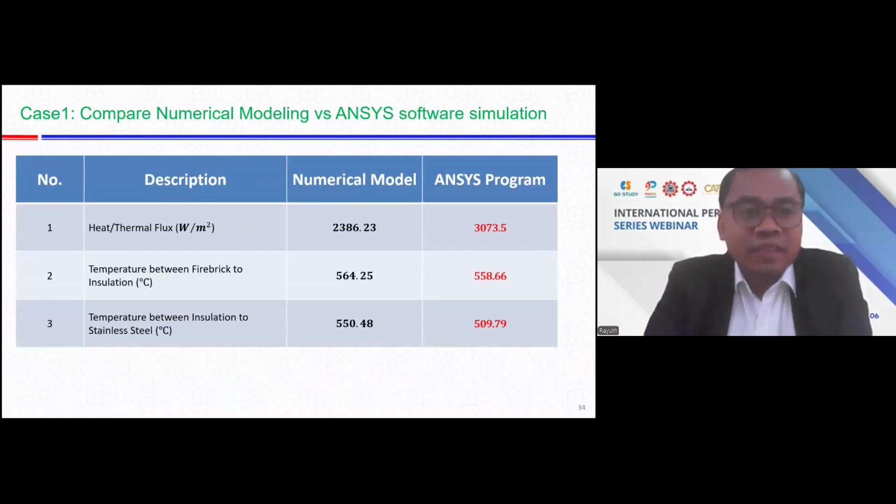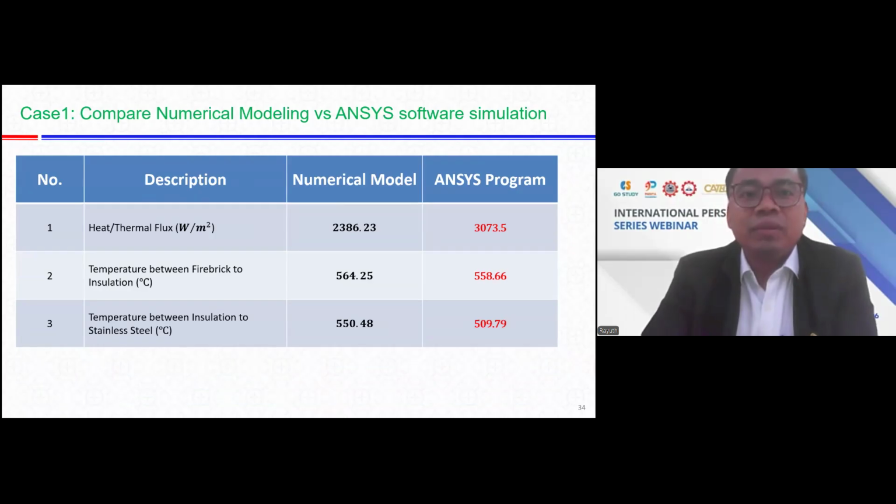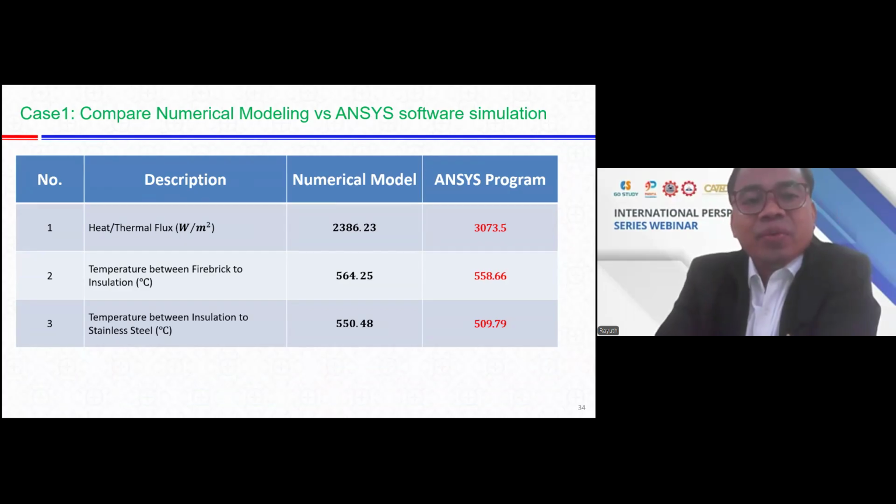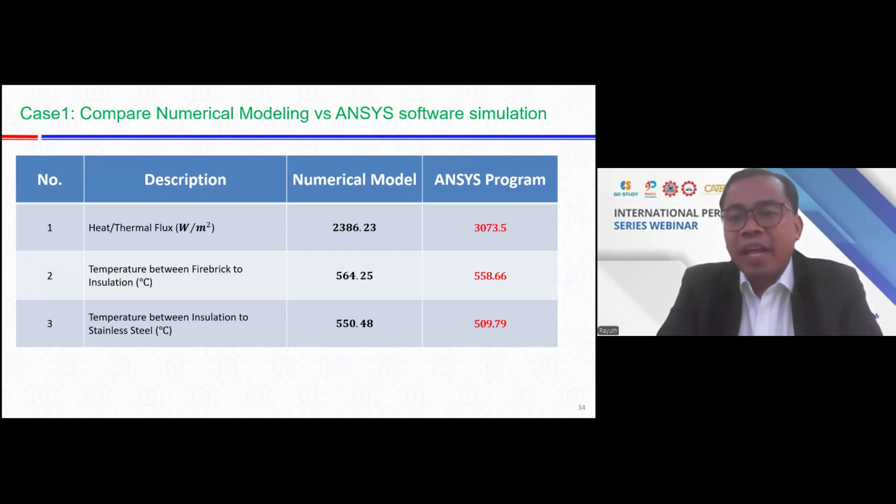This is the table comparison of the numerical model, I mean the mathematics, with the software: the heat flux, or thermal flux, the temperature between the fabric and the insulation, and the temperature between the insulation and the steel, such as stainless steel. For the heat flux, the mathematical calculation is 2386.23, and the software is around 3073.